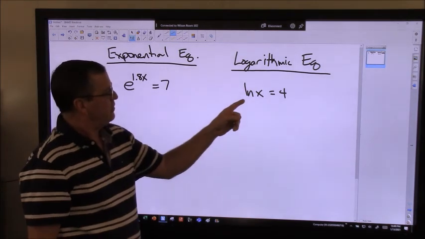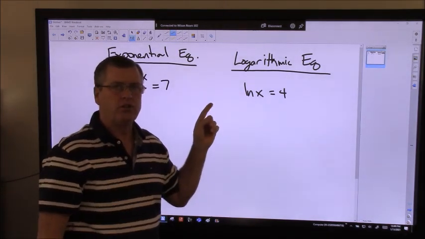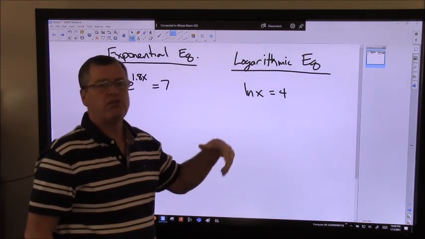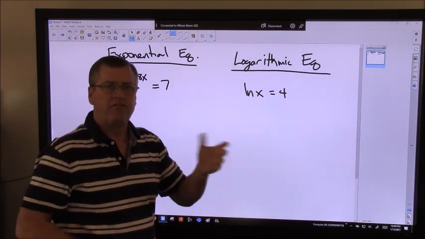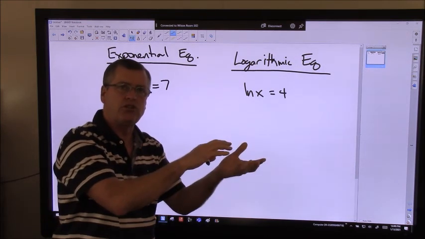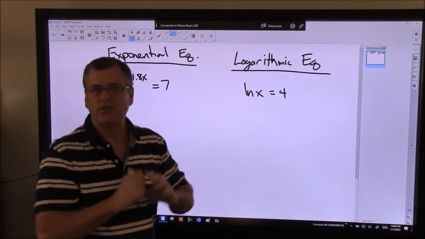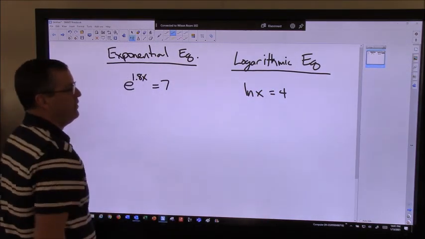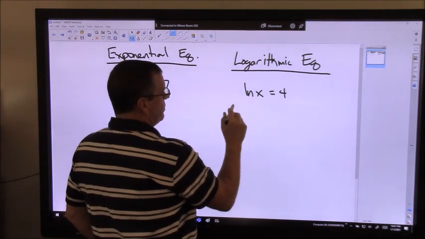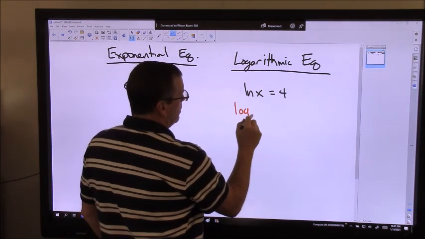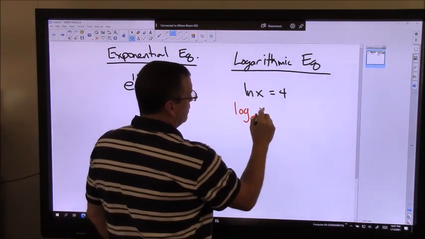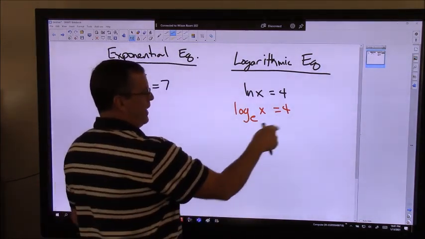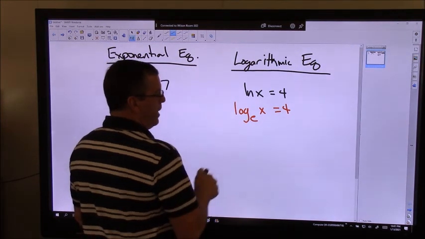First of all, anytime I'm not sure what to do, this is just a good rule to remember. If I'm not sure what to do, always consider switching from logarithmic form to exponential form, or vice versa, okay? So I want to take a logarithmic equation and turn it back into something like this. So what I want to remember is that a natural log really means log base e of x, and that's equal to 4. And if I swirl that, I get e to the 4th power equals x.